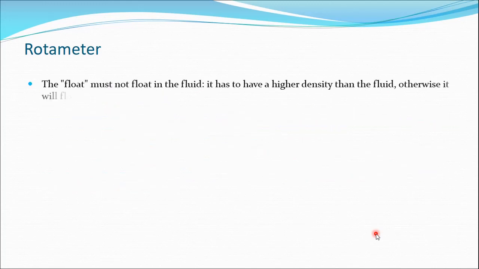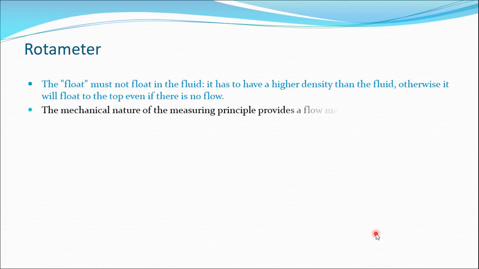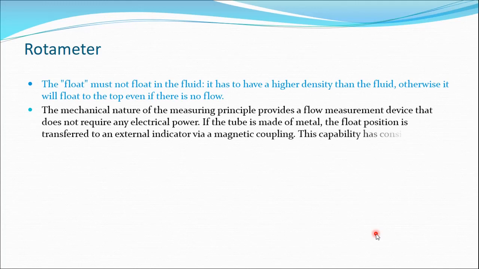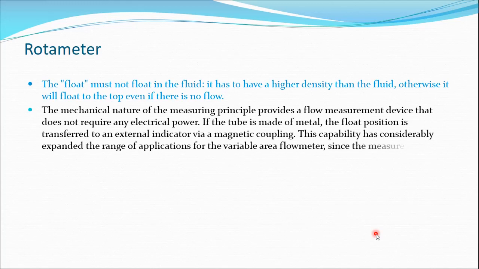The float must not float in the fluid. That is very important in the case of a rotameter. It has to have higher density than the fluid. Otherwise, it will float to the top even if there is no flow. It should not be lightweight, otherwise the float will automatically go to the top.